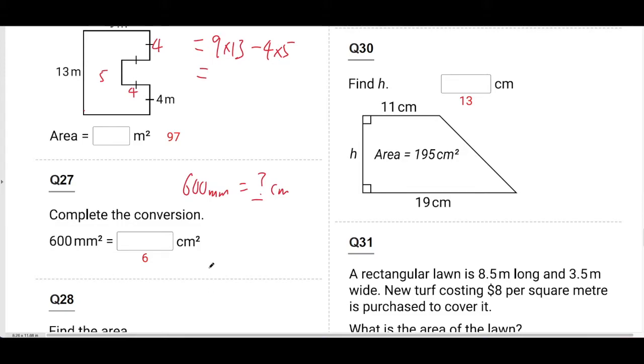So we know that 1 centimeter squared is equal to 100 millimeters squared, right? So then, if this is 600, how many centimeters squared should it be? It should just be 6, right? So I'm not sure how you guys got this question wrong.